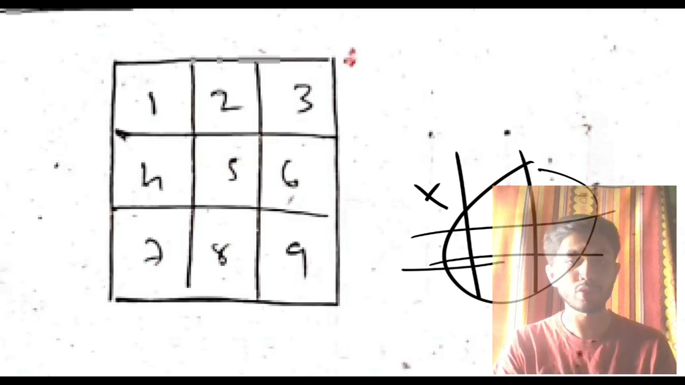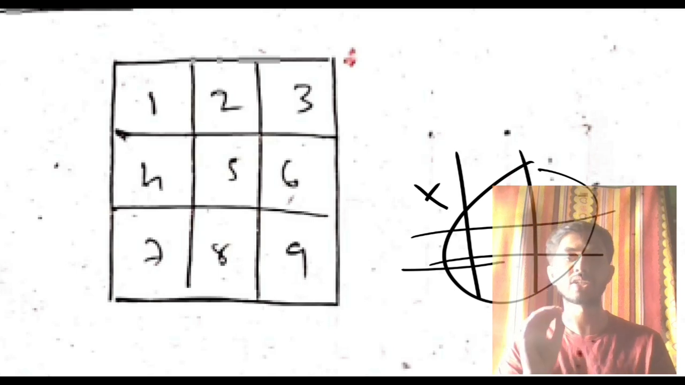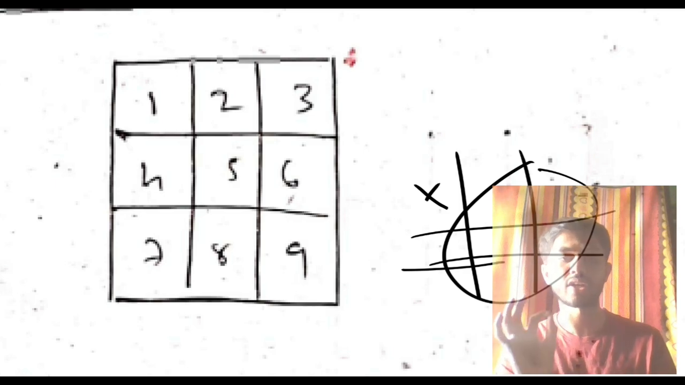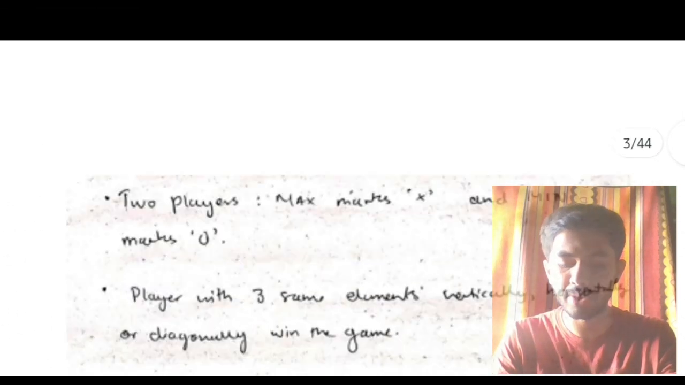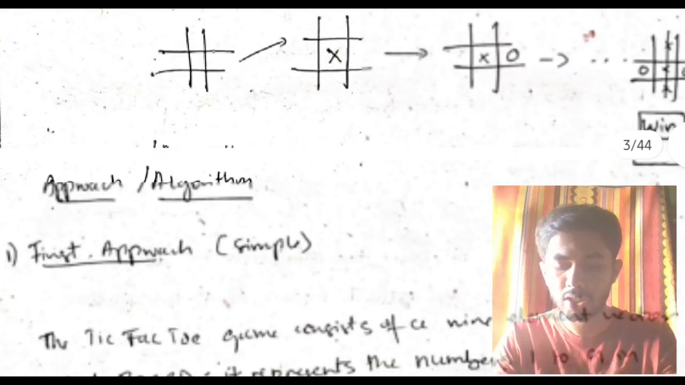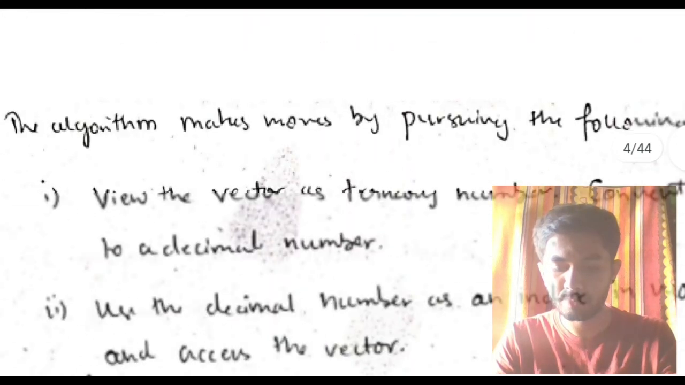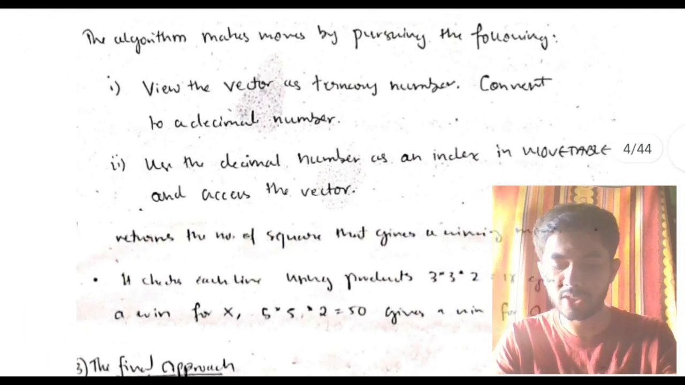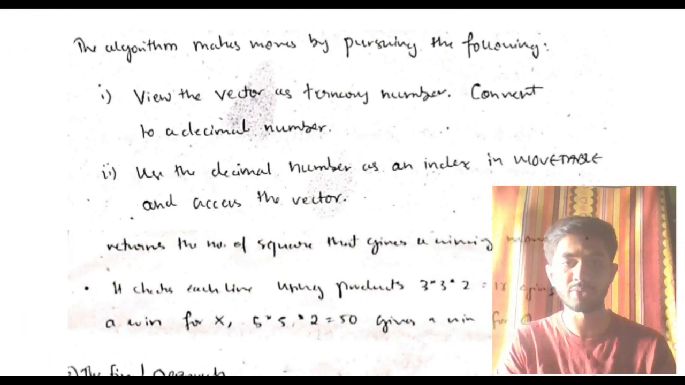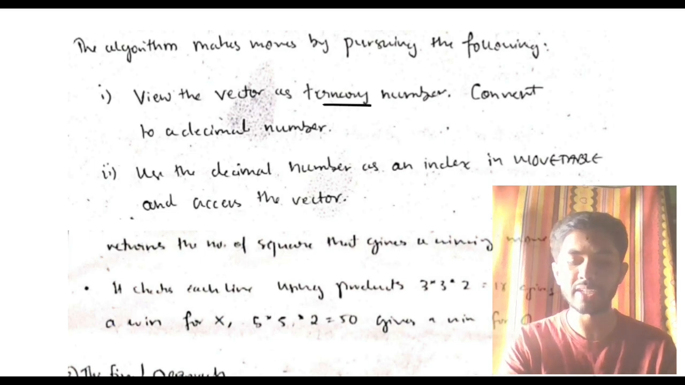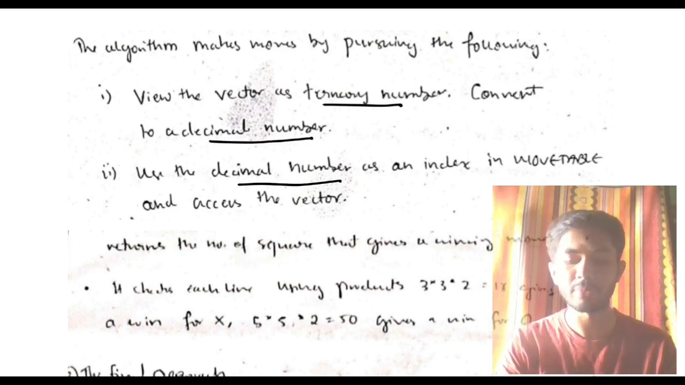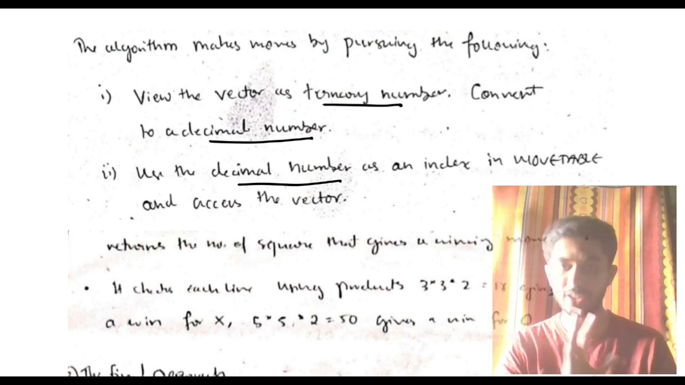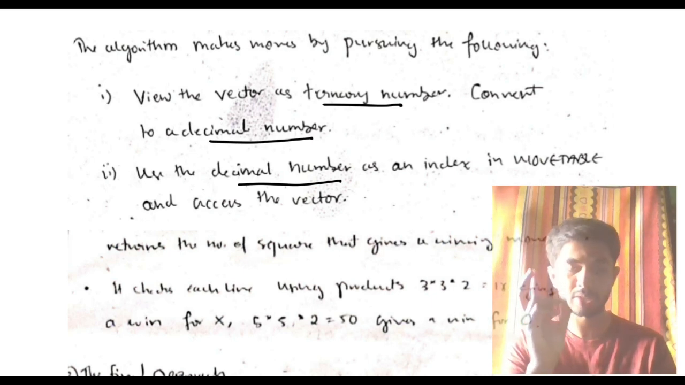In the second approach it's the very same thing, just that you will be using some other notations and some magic square. You need not worry much about that. Just write 2 key points which I will be telling you. Just write this much. This is the algorithm which you need to write for the second one. View the vector as a ternary number, convert it into a decimal number, and in that decimal number make a move in the move table. That's all. Ternary number, decimal number, move table.